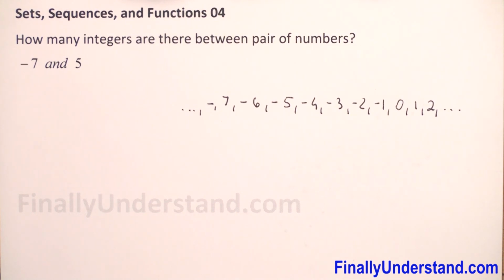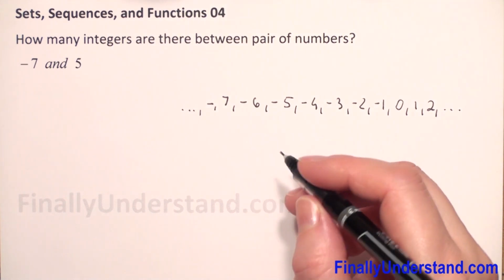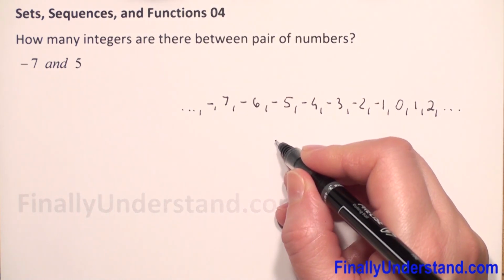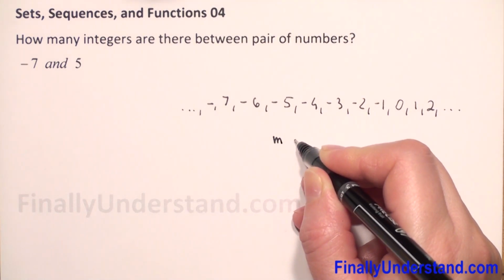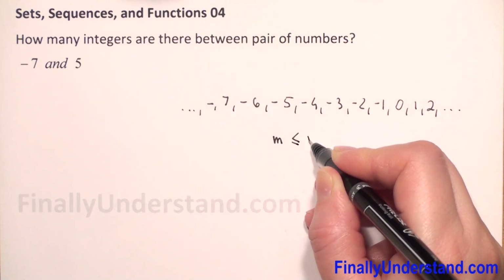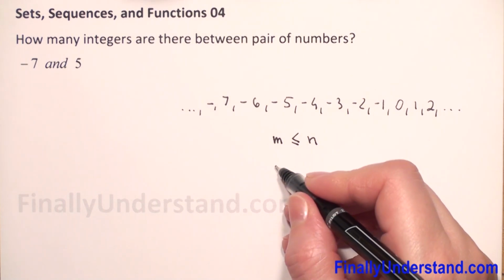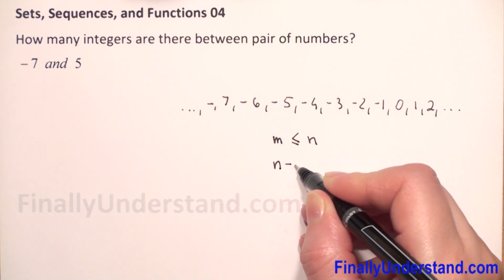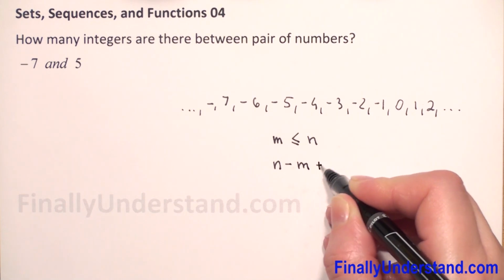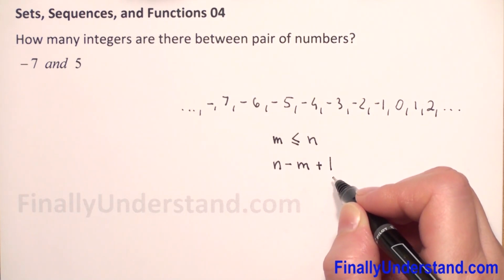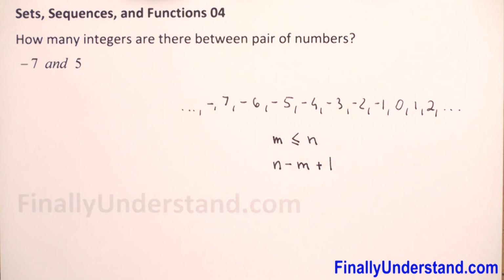To find out how many integers there are between -7 and 5, we can always write these numbers and then count them. But we have an easier way, we have a formula. When we have integers between m and n, with m less than or equal to n, to count these integers we use the formula. From the largest number, we subtract the smallest, and we have to add 1. Why do we add 1? Because we have to include both ends.